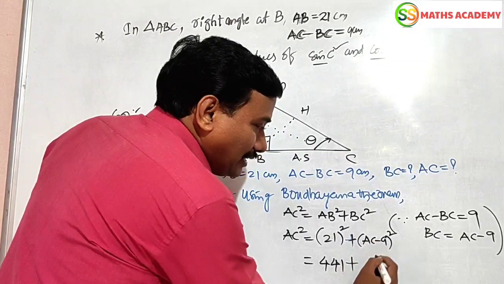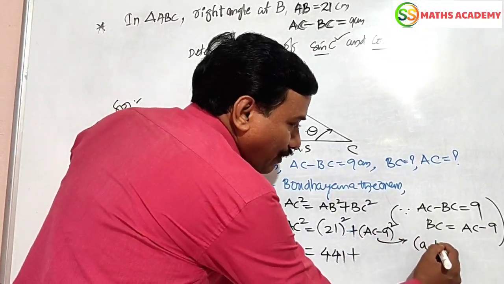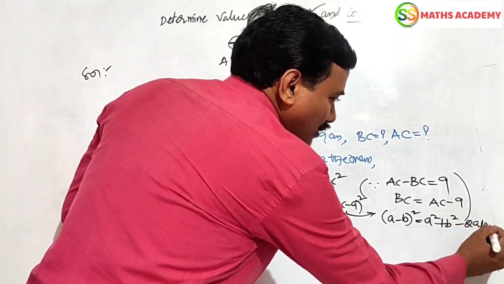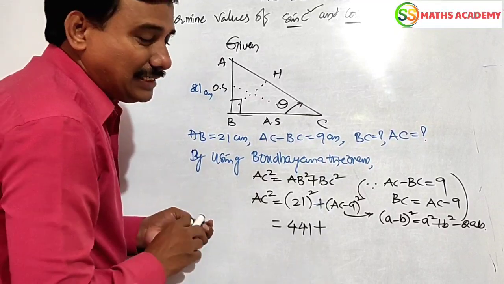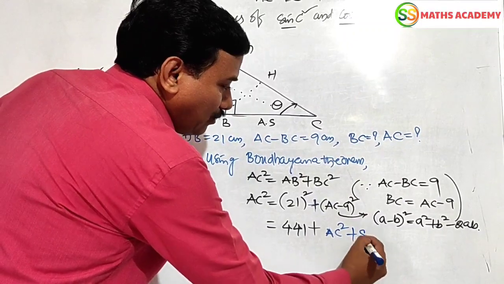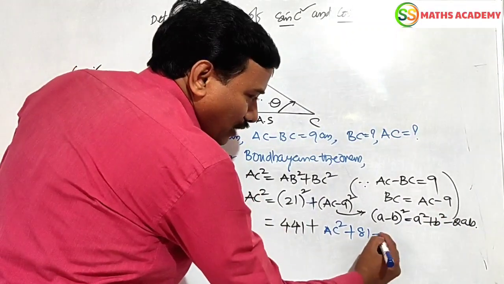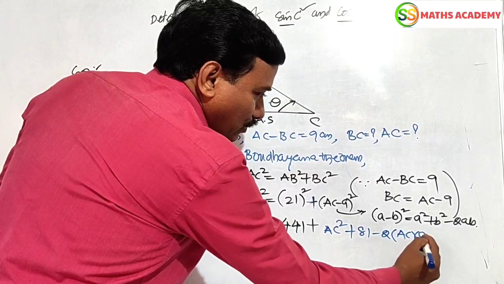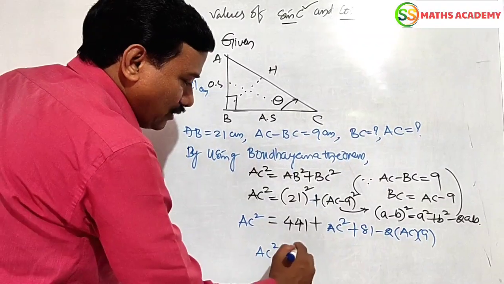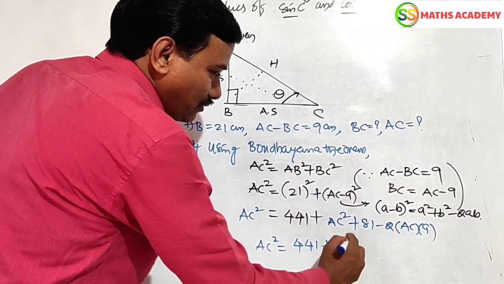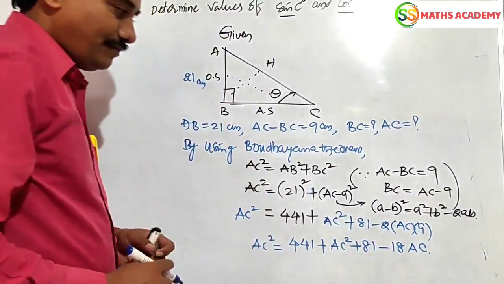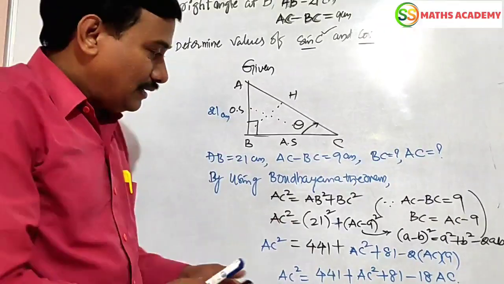(AC minus 9) whole square is in the form of (A minus B) whole square. As you know, (A minus B) whole square is A square plus B square minus 2AB. In such a way, I should expand it. AC whole square means AC square, 9 whole square means 81, next minus 2 into AC into 9. AC square is as it is. So AC square equals 441 plus AC square plus 81 minus 18 AC.